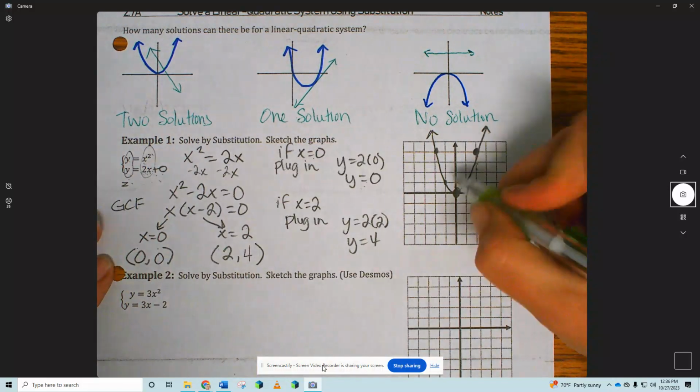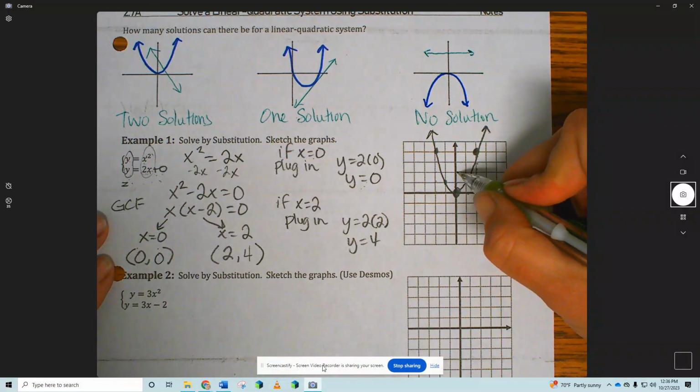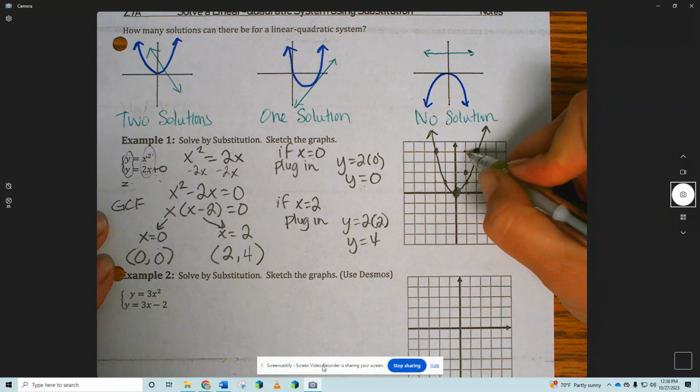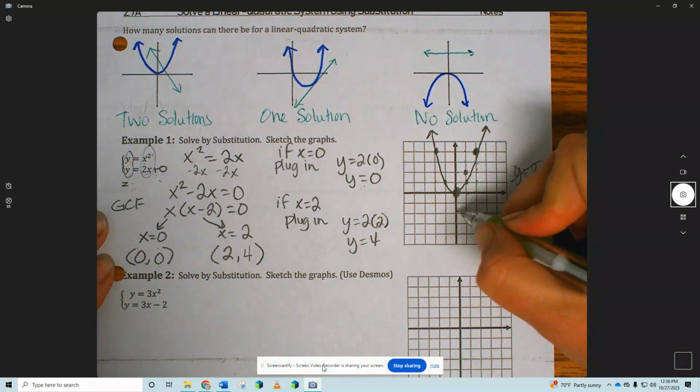Let's just do it up. Rise 2, run 1. Yeah. Rise 2, run 1. Reverse it. Down 2, left 1.